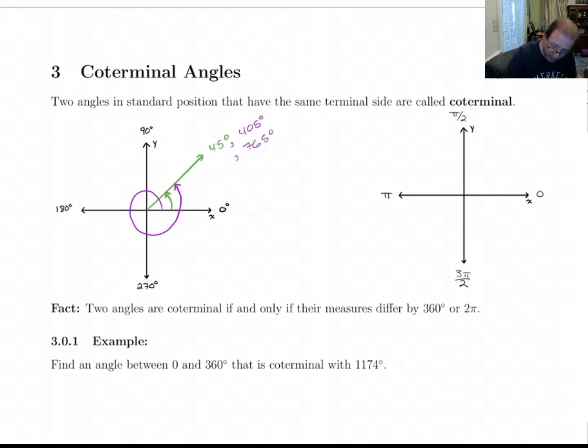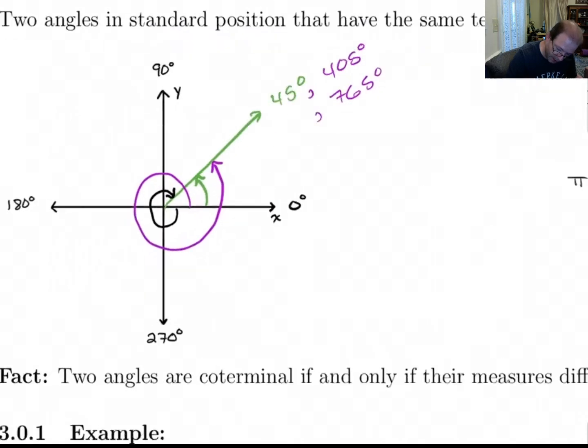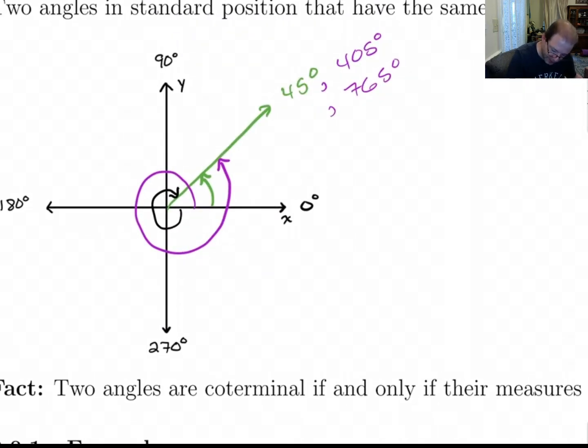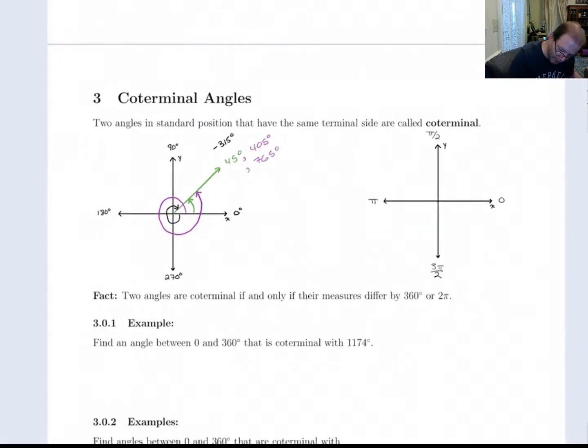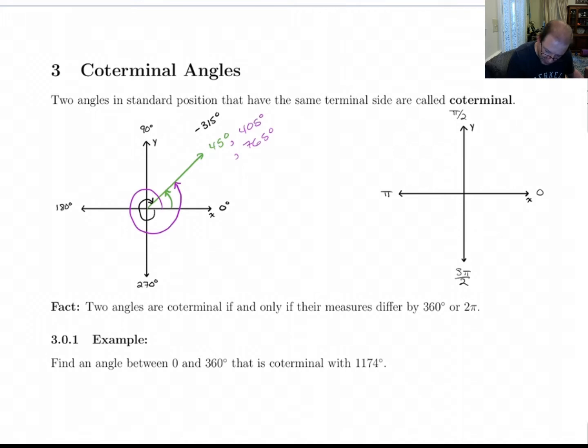You could also go backward. You could start here and go around this way. And if we go around backward like that, that's going to be 360 minus 45. So that would be negative 315 degrees. So all of these are different values that we could give for angles that have this side. Now notice these angles are coterminal if their measure differs by 360 degrees.